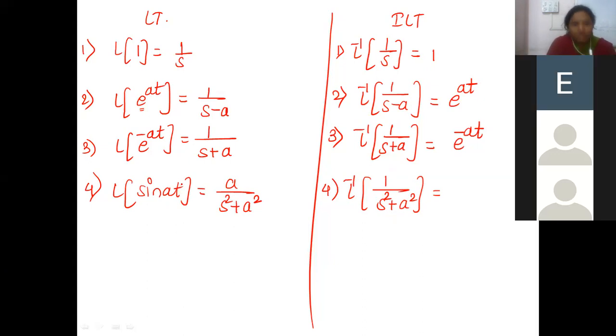1 upon a sine at. Very good. If a is here, then it is sine at. But if a is not there, that a should be divided, or it is division by a on both sides so that a is removed. Or you can simply divide by a. So it is 1 upon a sine at. You have to remember now the inverse Laplace formula.